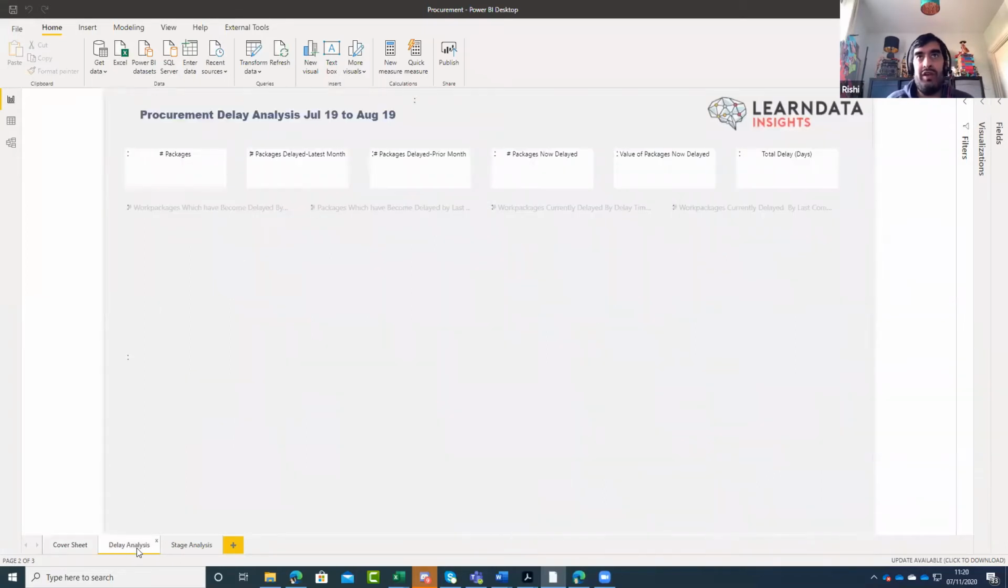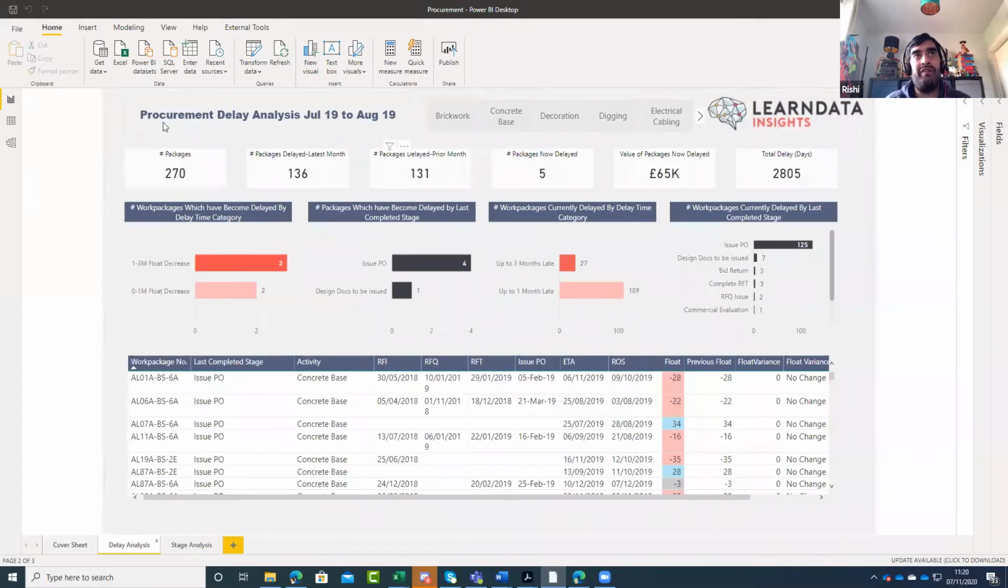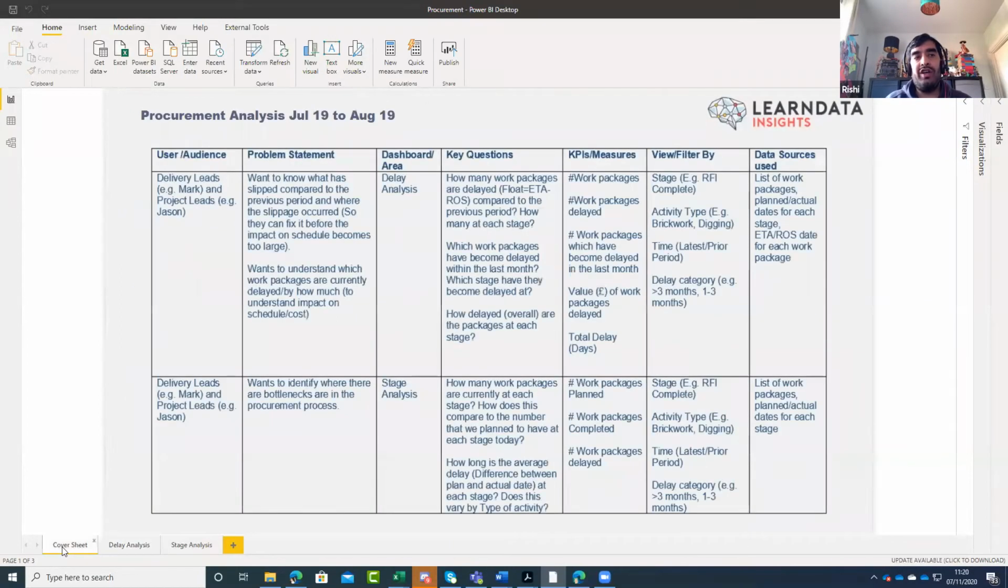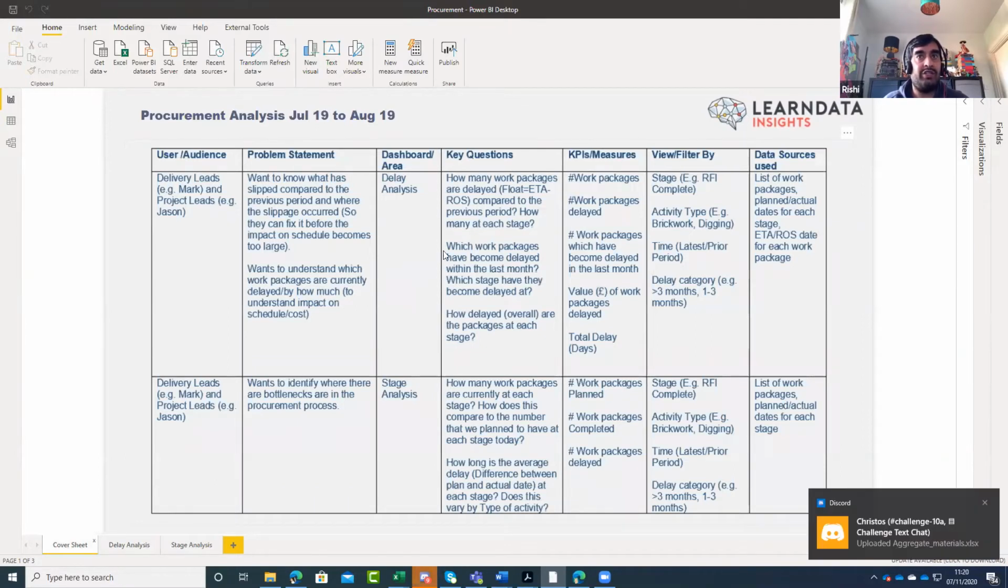I'm sure there are guys who could do a better analysis on this and spend a bit more time. So I start the report by putting that scoping template on there. I've done this in a lot of real examples, because when someone comes into it, they can see this template and they can see delay analysis. I know which questions I'll be able to answer from that delay analysis page and from the stage analysis page, and I know what the KPIs and measures are and how to view and filter them.